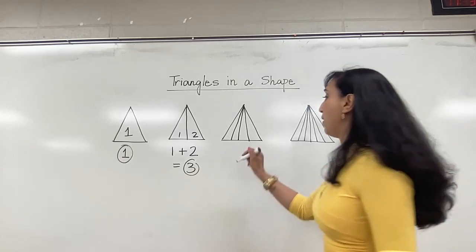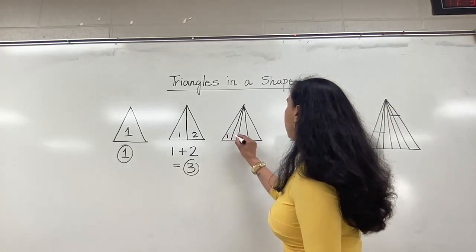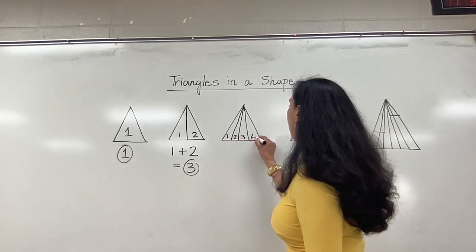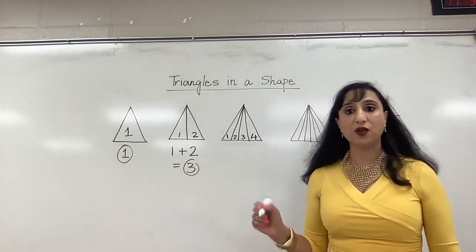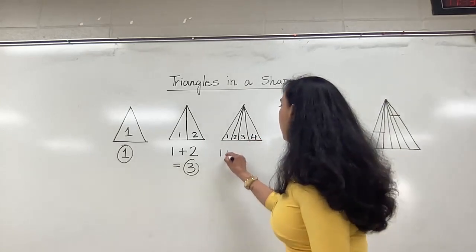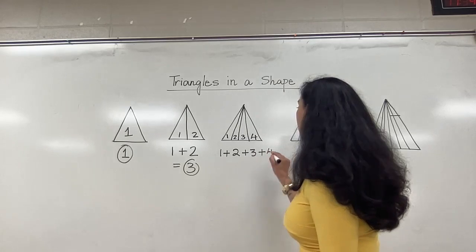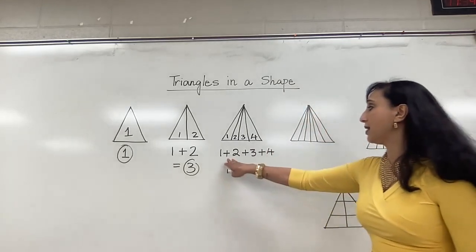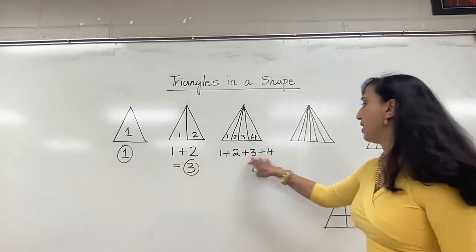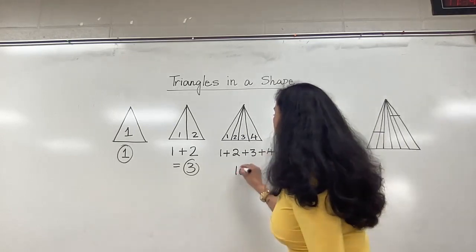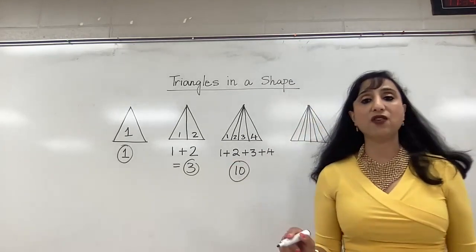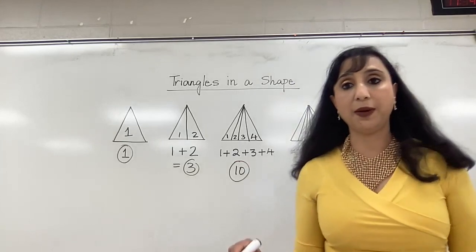So if I look at this one, this is one, second base, third base, fourth base. And so all I'm doing is 1 plus 2 plus 3 plus 4, and I get here 3 plus 3, 6 plus 4, that tells me that there are 10 triangles in this shape, okay?